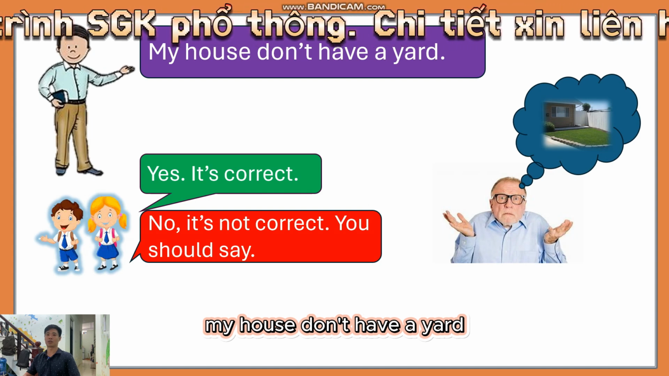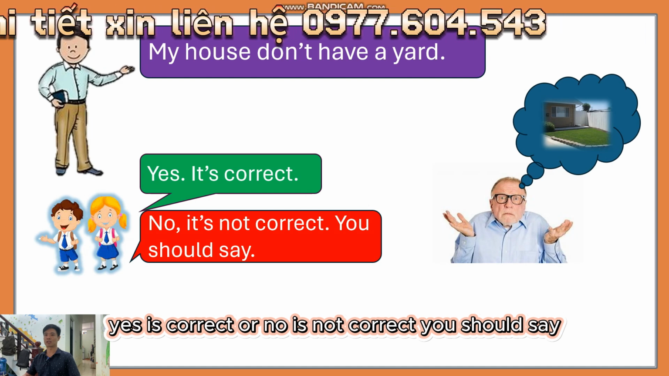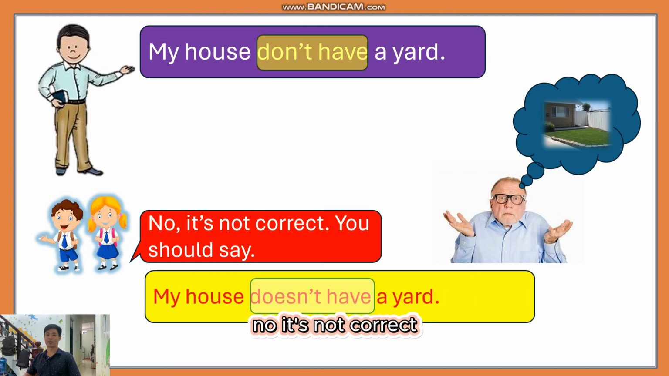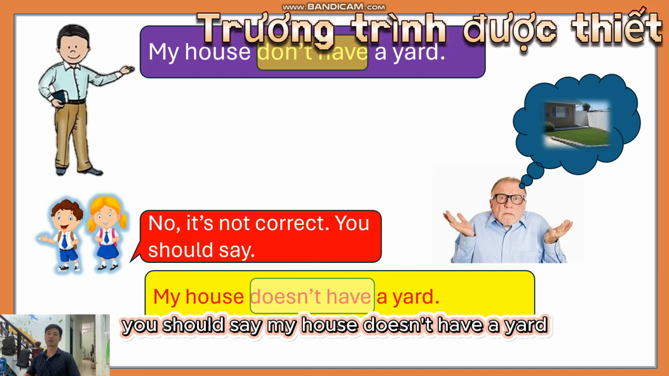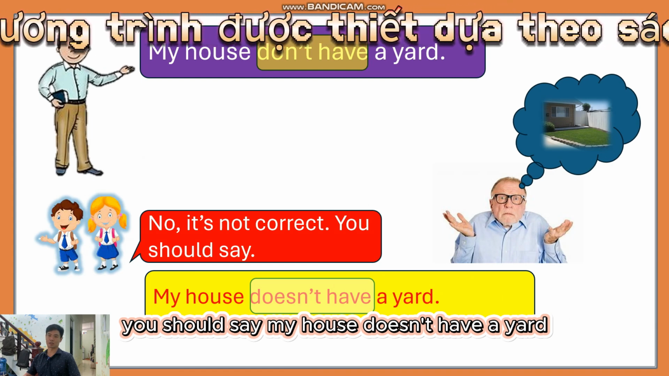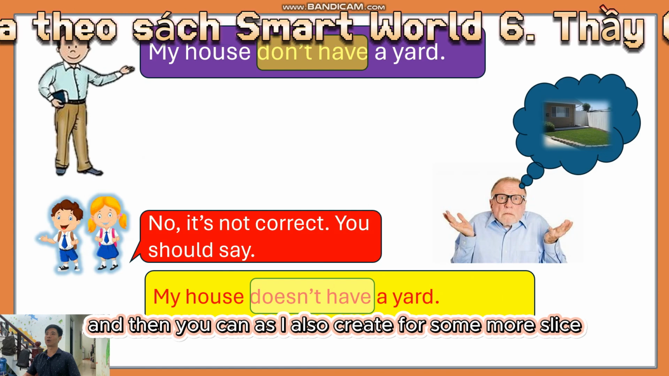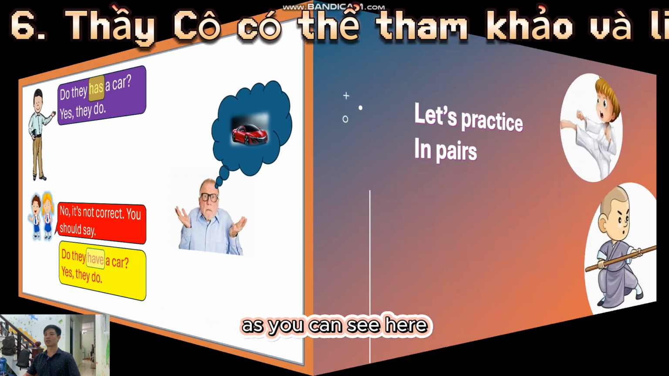My house don't have a yard. Yes, it's correct, or no, it's not correct? You should say no, it's not correct. You should say my house doesn't have a yard. And then I also created some more slides, as you can see here.